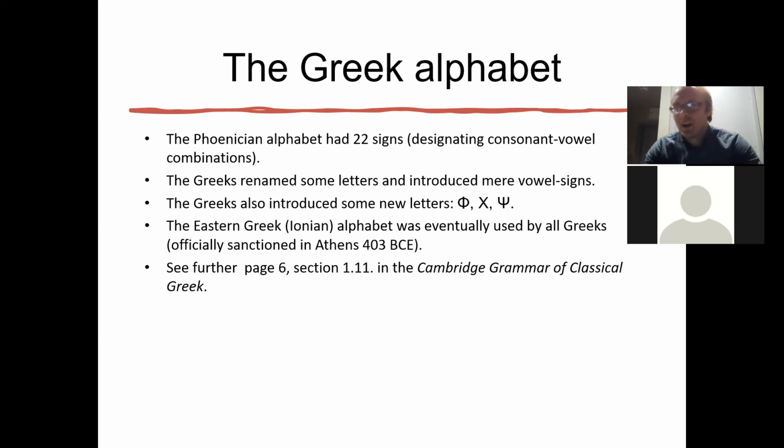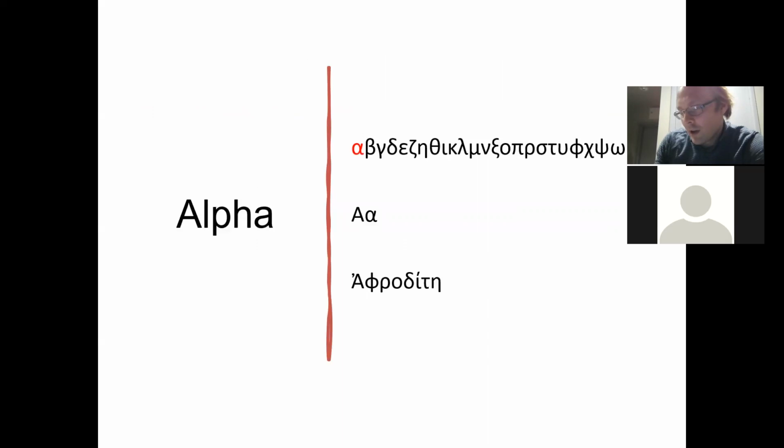So let us now look at each of these 22 letters in the classical Greek alphabet individually, beginning with alpha. Alpha is pronounced as a short or long A sound. As an example, we can take the name of the goddess of love, Aphrodite, which begins with an alpha.